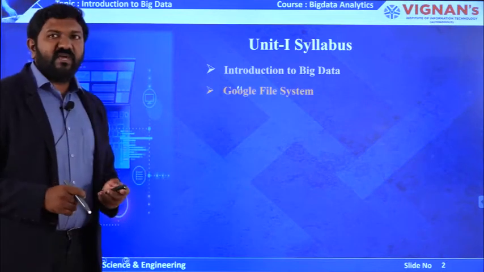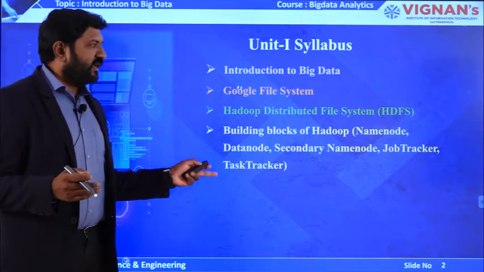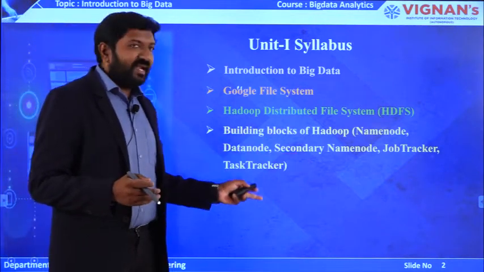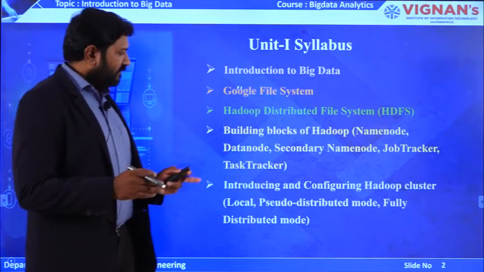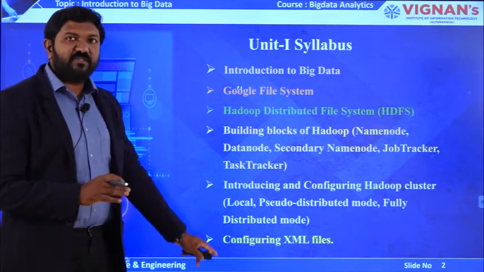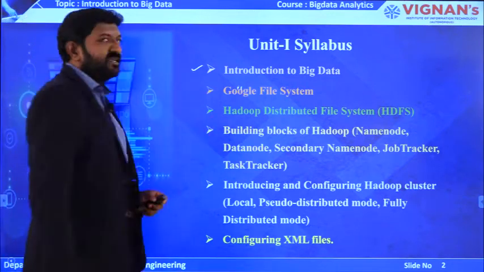The second one is Google File System, Hadoop Distributed File System, and the daemons of HDFS, that is the name node, data node, job tracker and task tracker. I would also like to give an introduction to the configuration of Hadoop clusters and finally the configuration of XML files. In this lecture, we will be covering the first part, that is, Introduction to Big Data.